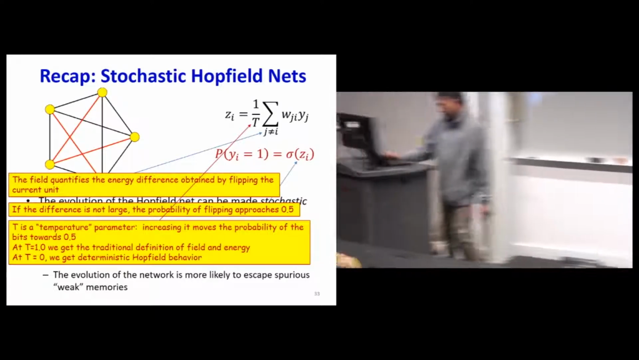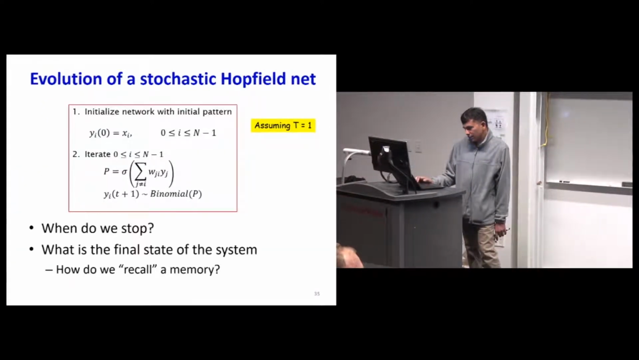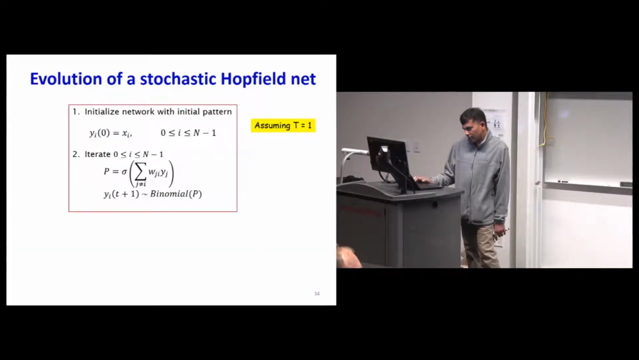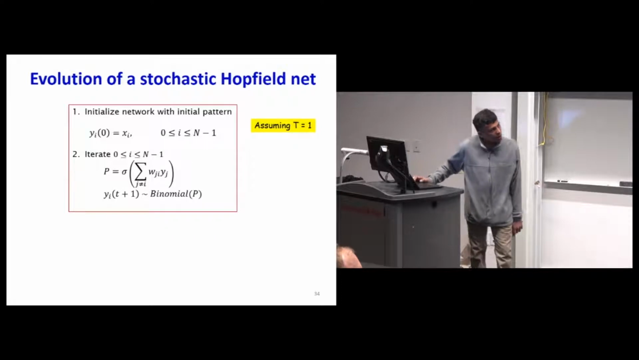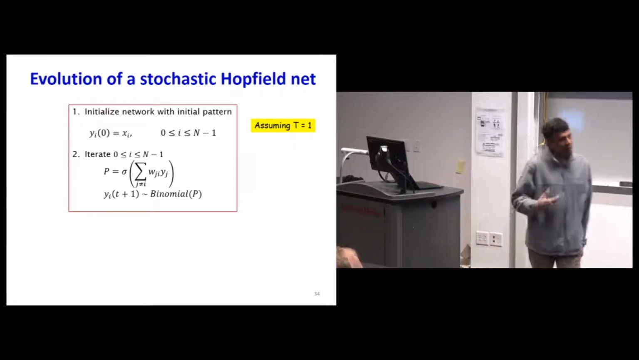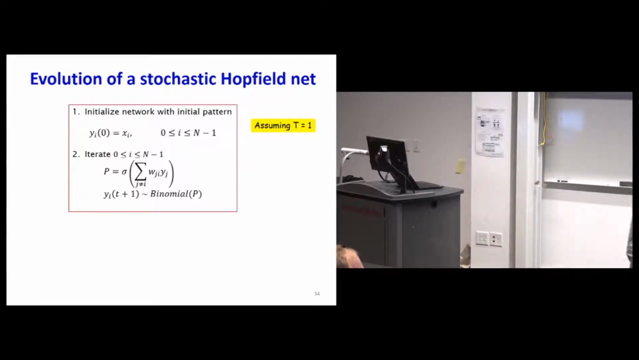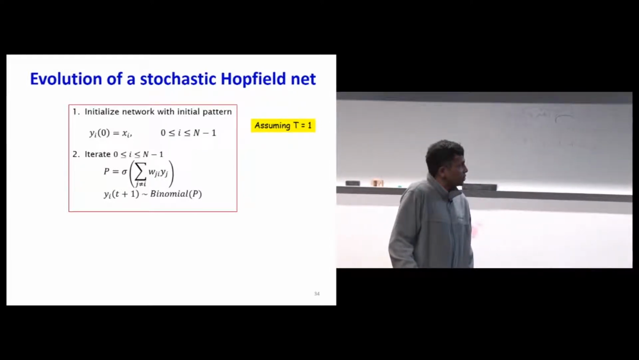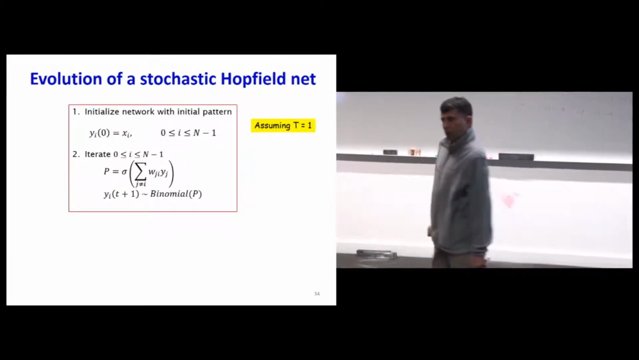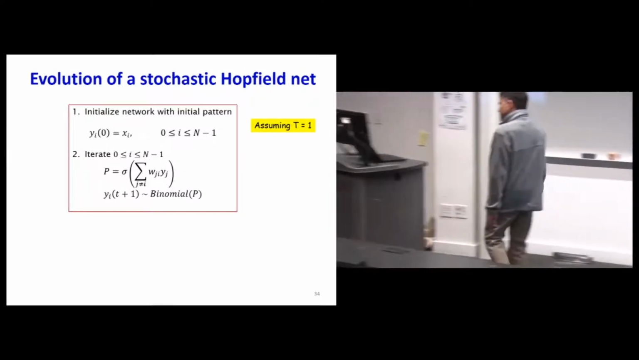So here is the, I'm missing the temperature bit over here, right? So if the temperature was set to 1, this was how your Hopfield network, the Boltzmann machine, would evolve. You're going to be looping through the network, the neurons, and you're going to be flipping each neuron according to a binomial probability, which is computed using the logistic, right?